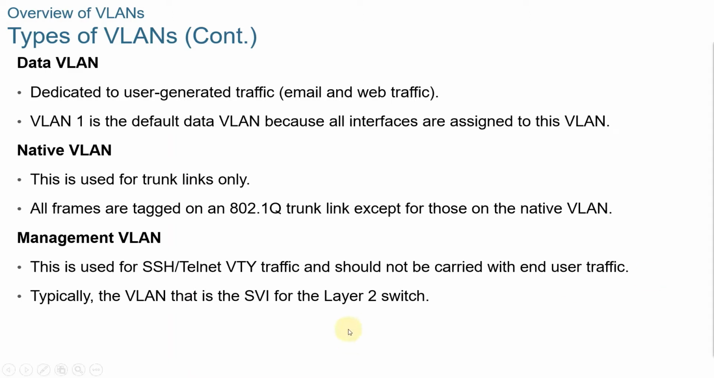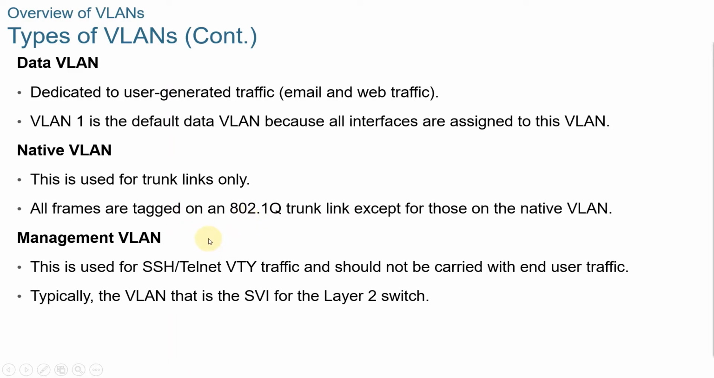So the next type of VLAN is the native VLAN. User traffic from a VLAN must be tagged with its VLAN ID when it is sent to another switch. Trunk ports are used between switches to support the transmission of tagged traffic. Specifically, an 802.1Q trunk port inserts a 4-byte tag in the Ethernet frame header to identify the VLAN to which the frame belongs.